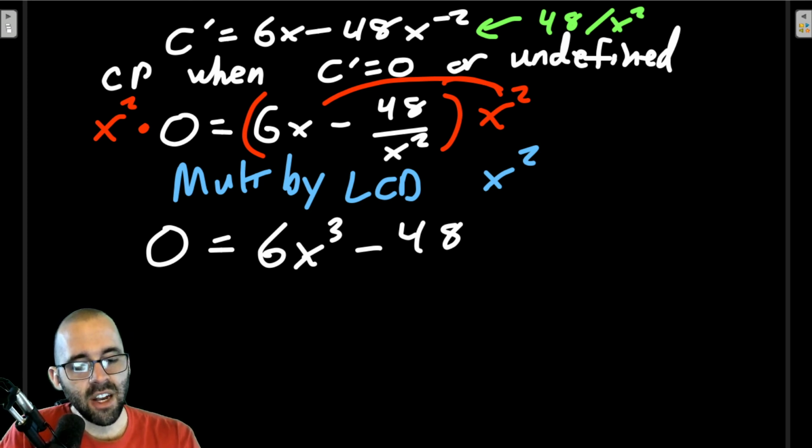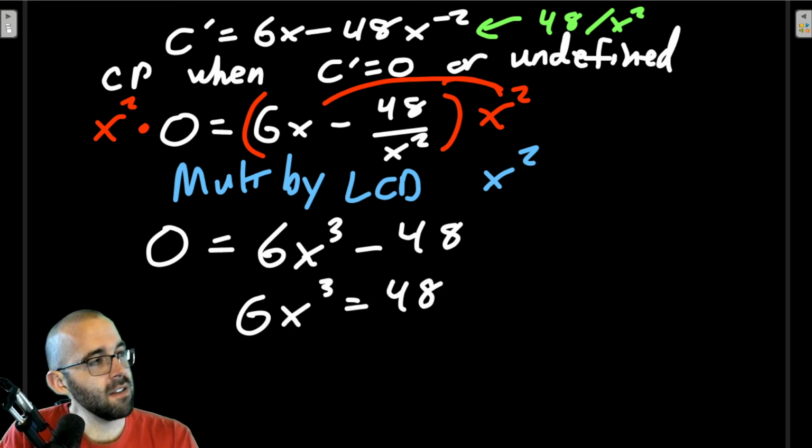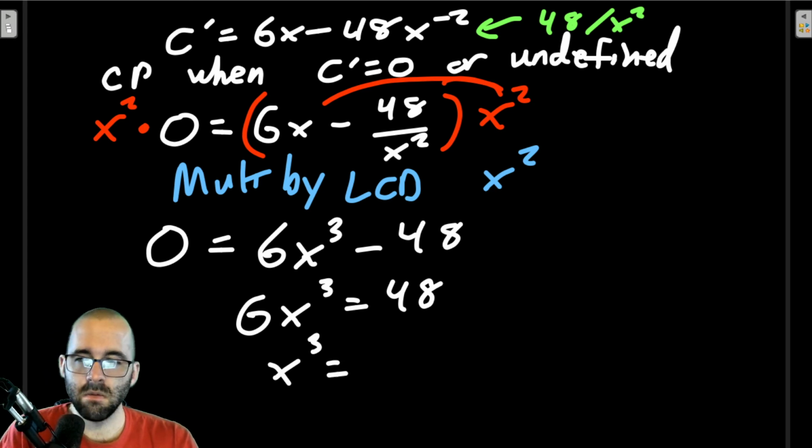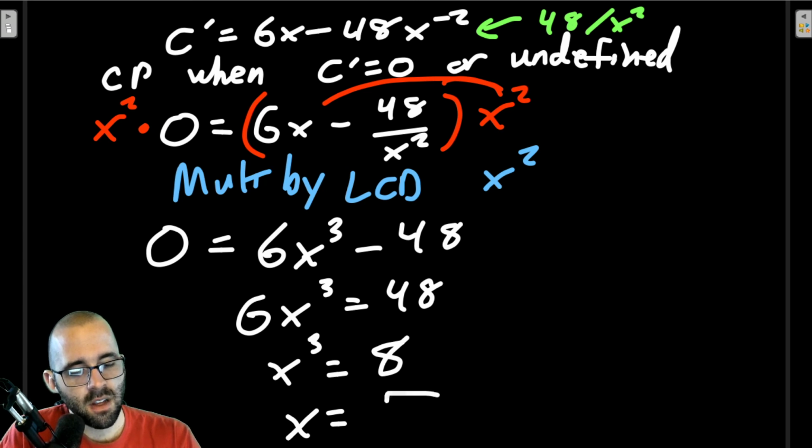And now we only have an x cubed, so I can isolate the x cubed and then take the cube root of both sides. So let's add 48 to both sides. 6x cubed equals positive 48. Divide both sides by 6. We'll get x cubed is equal to 8. Take the cube root of both sides. And remember, if you ever take the square root, you do need a plus or minus. Cube root of 8 is 2.